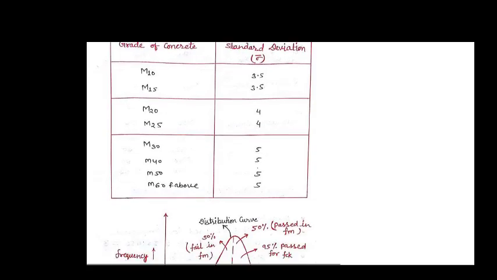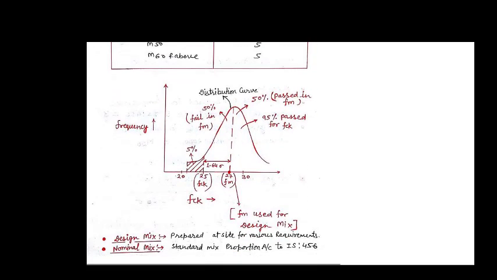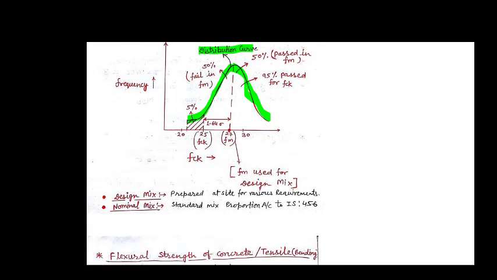So after this there is a distribution curve which is used for the analysis of characteristic strength. This curve is between the frequency and characteristic strength. As you can see from this curve, it is bell shaped, so it is also known as a bell shaped curve or distribution curve. This gives you a brief idea of how we select the characteristic strength from the different samples which we have taken.